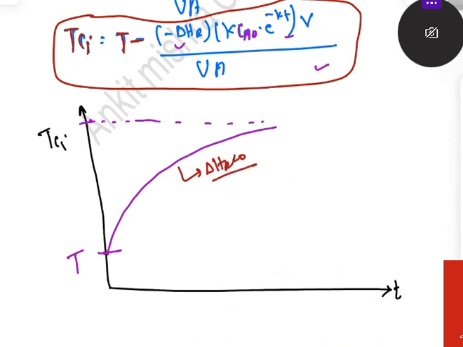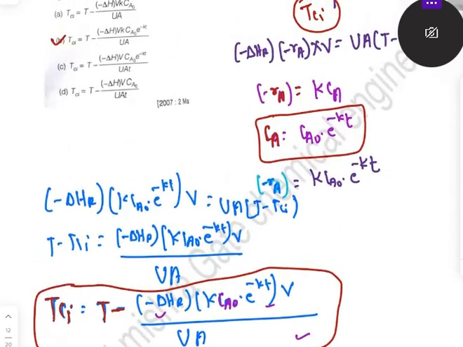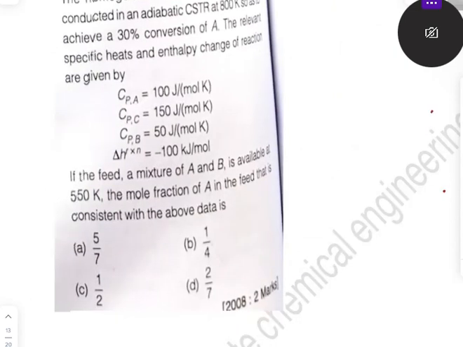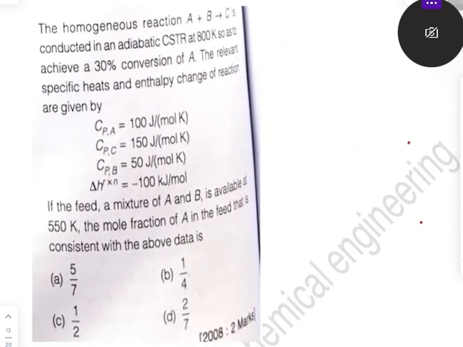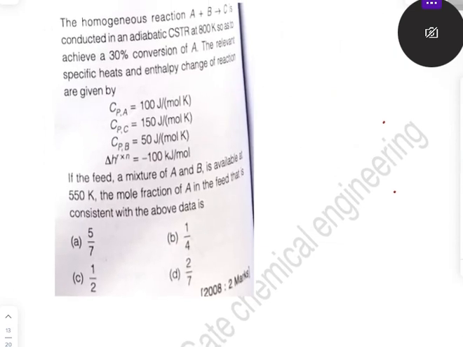The questions can be asked in many ways, but again, you have to understand how the rate kinetics of the batch reactor as well as the energy balance can be incorporated in the same problem. So this is the case. Now moving towards the next question. This is also a very important question that has been asked in 2008 in the GATE examination.